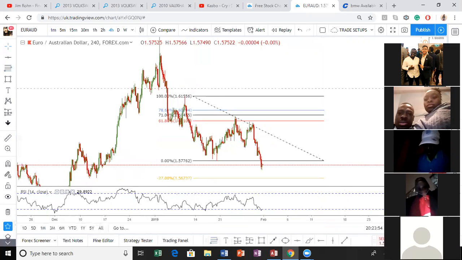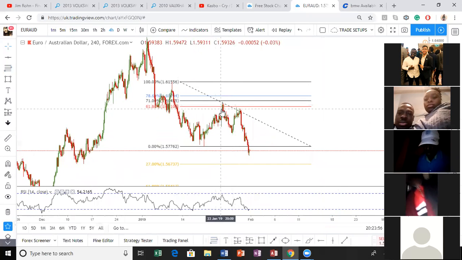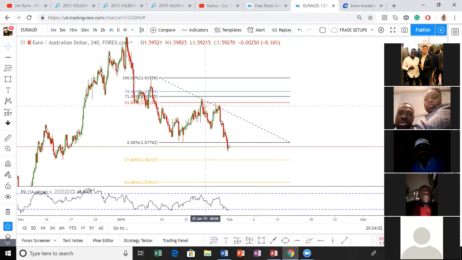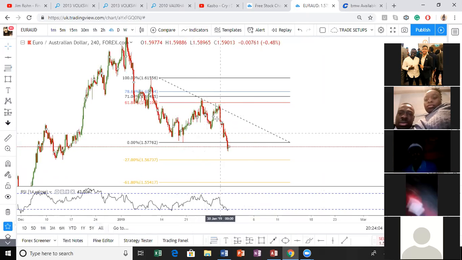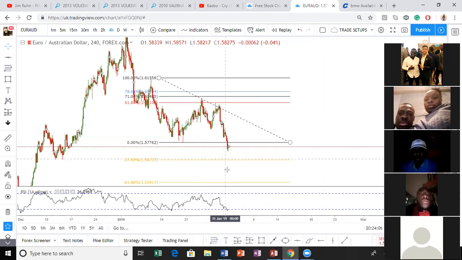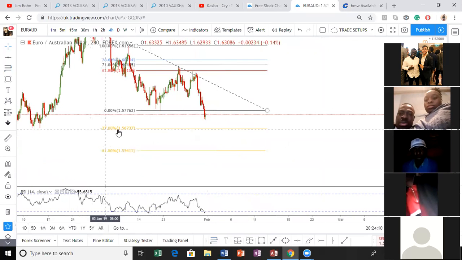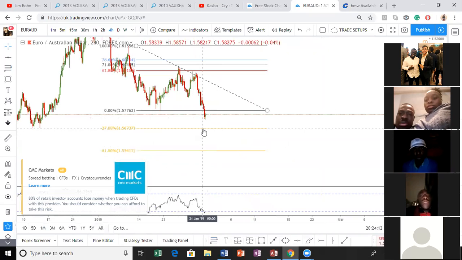You now see why I said take trades off the 61.8. In case you had a sell limit, that would have been a good sell. You see, it's still dropping. Most likely, I'll take my last TP at this negative 27, unless I'm going on a very long swing trade, that's when I'll take it at negative 61.8 down here.